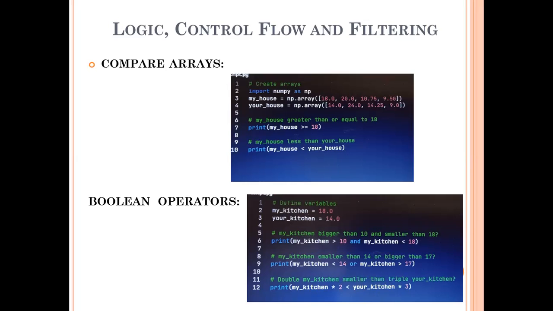Thirdly, if I want double my kitchen smaller than triple your kitchen. Now here, double and triple are associated with multiplication. So in Boolean operators, we write multiplication in the form of a star. If I want double my kitchen, it means I want my kitchen star 2 smaller than triple your kitchen, which means your kitchen star 3.